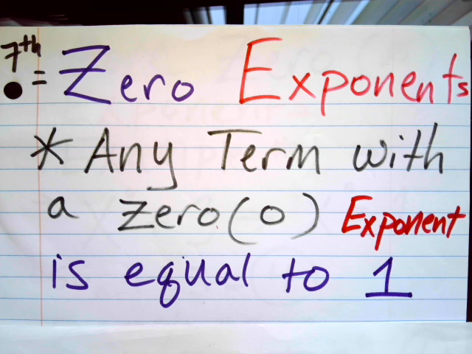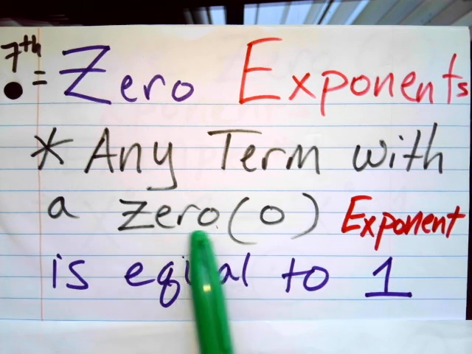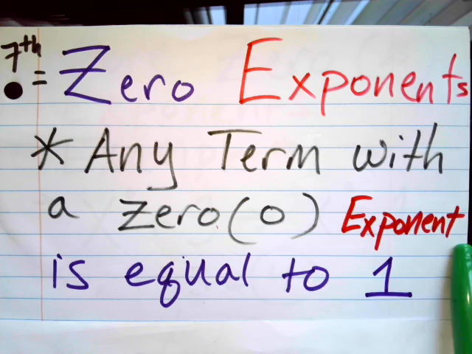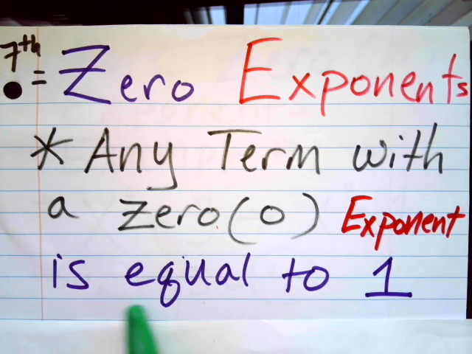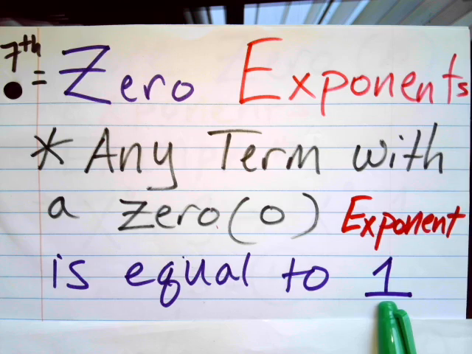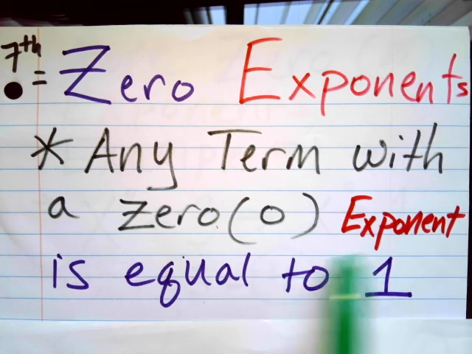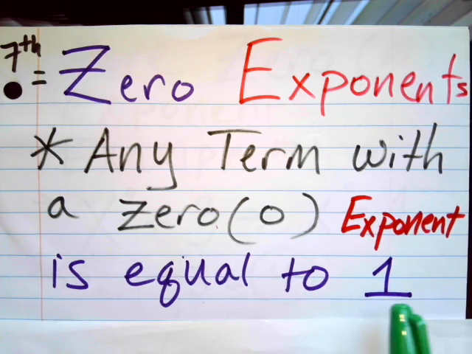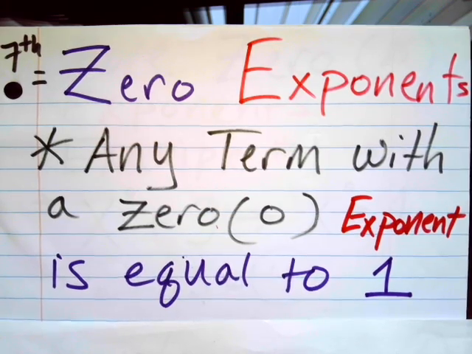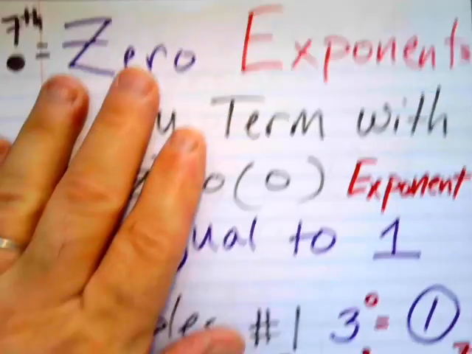In this video, I'd like to talk a little bit about the zero exponents rule. Any term that has a zero in its exponent's place is equal to 1. So again, any term with a 0 in the exponent's place is equal to the value of 1. And I've got a bunch of examples I'd like to go over with you today. So let's go ahead and get started.